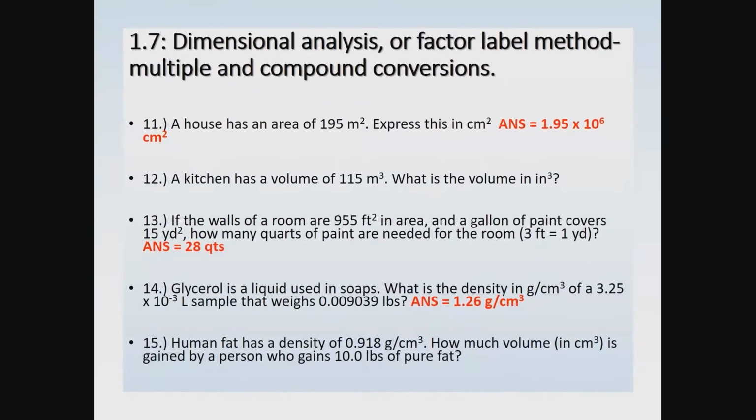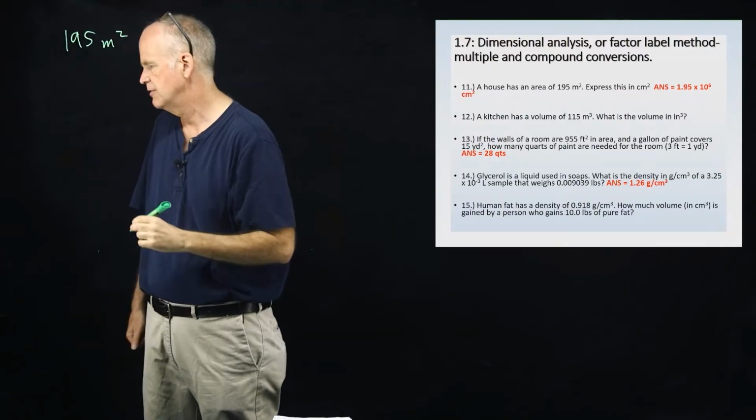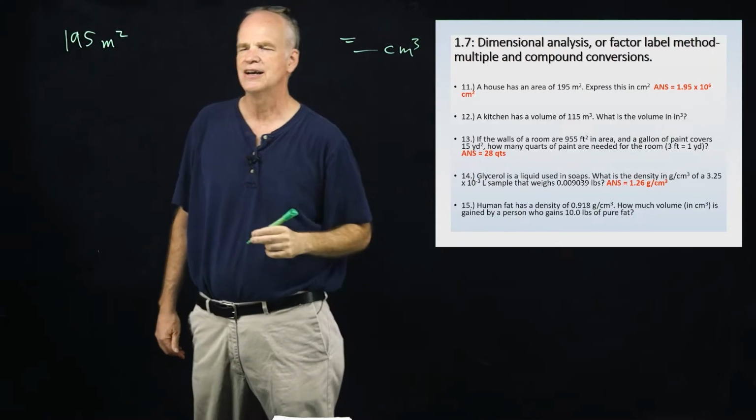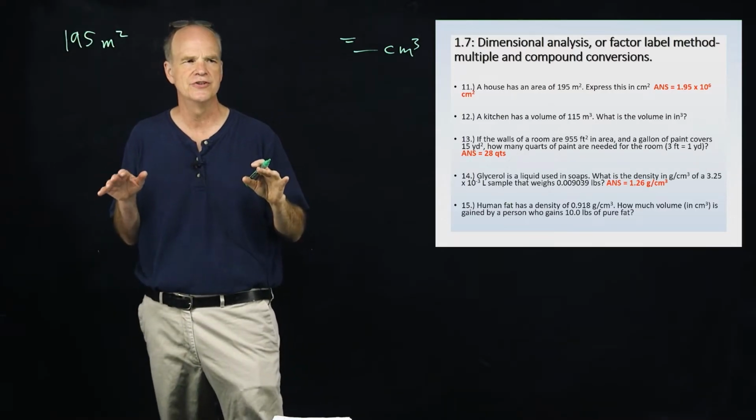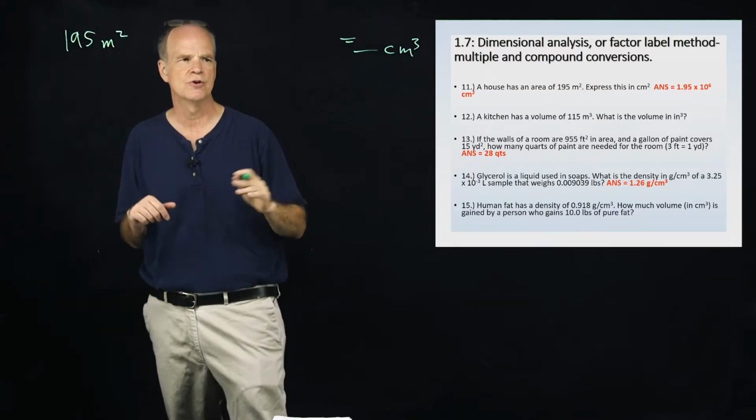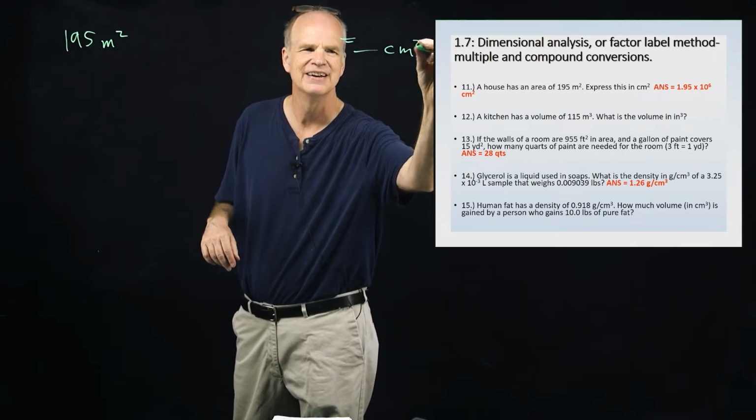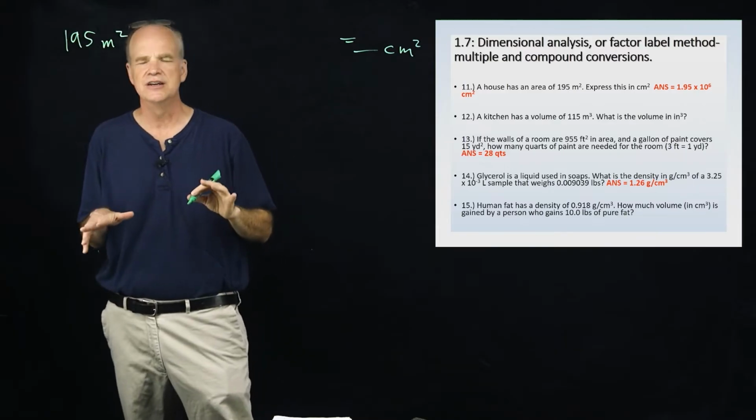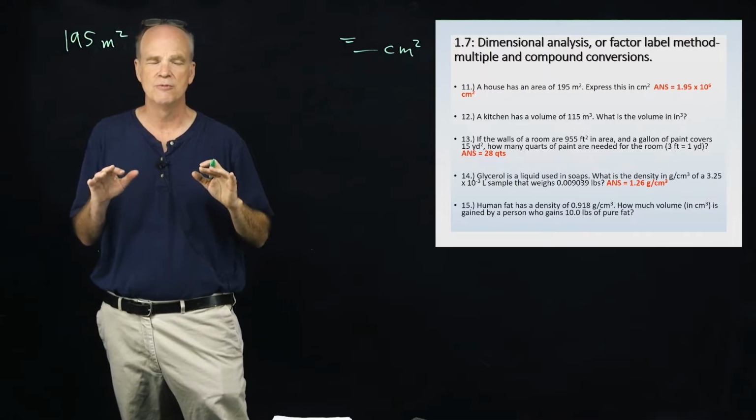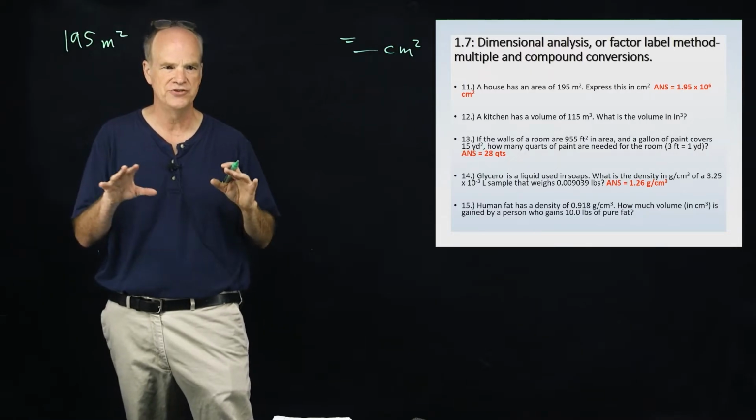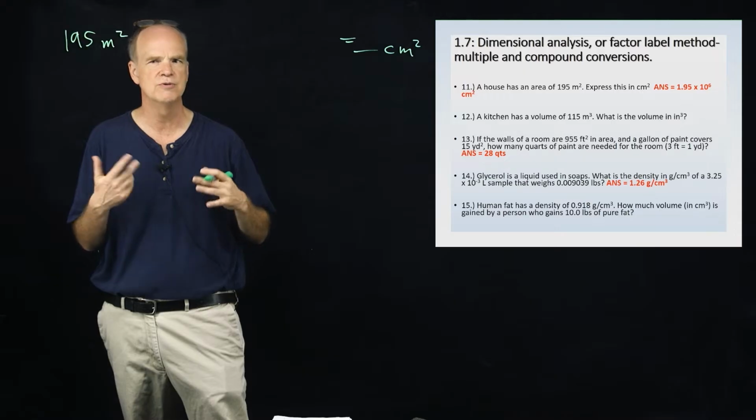Okay, so problem 11. We have a house with an area of 195 meters squared. And what we want to do is get this into centimeters squared. Okay, so what I'm going to do first to sort of explain how to do this problem is sort of do the problem wrong to help me explain how to do the problem right. So what I'm about to do right now is wrong, but we will correct it.